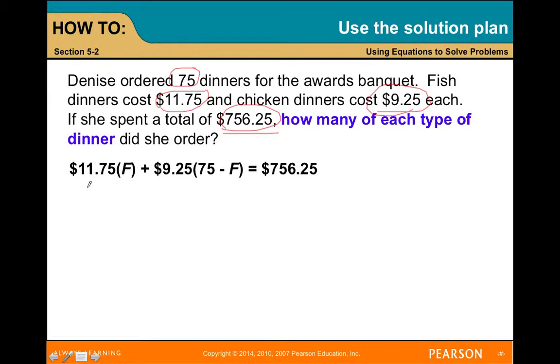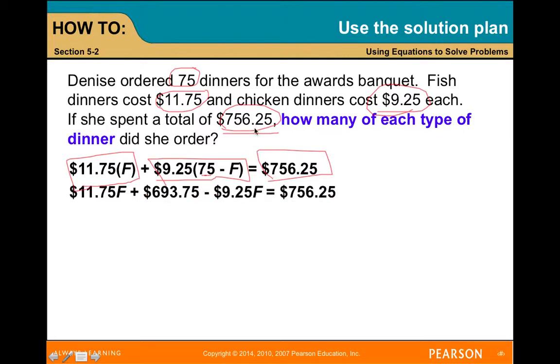Okay, so we have $11.75 fish. We have $9.25, and then we have here that 75 dinners total minus fish equals $756.25, which is the total amount.